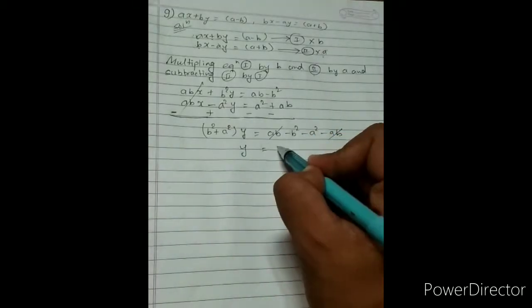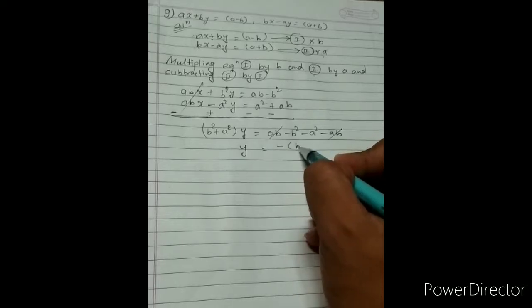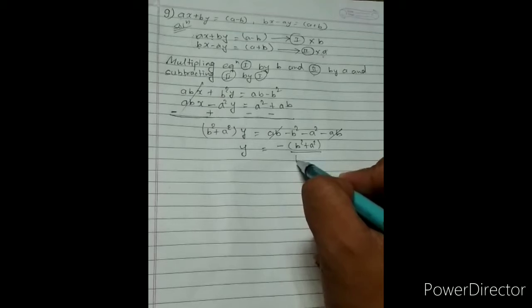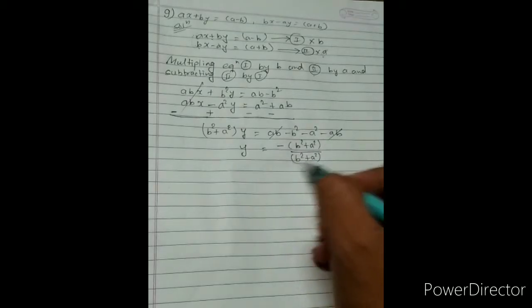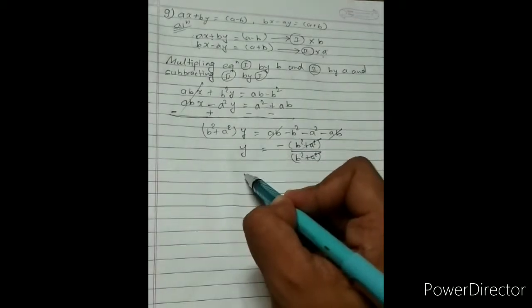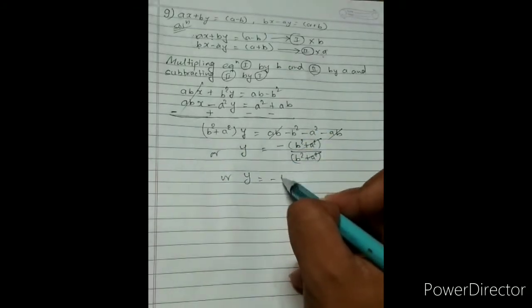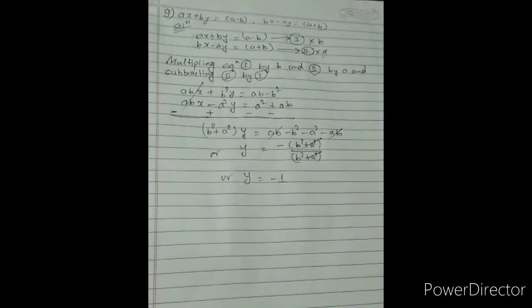Now if we take minus common, then we can write b square plus a square, and then this b square plus a square can be taken down. These two will be cancelled, so y is equal to, what will be the value? Minus 1 is the value of y.